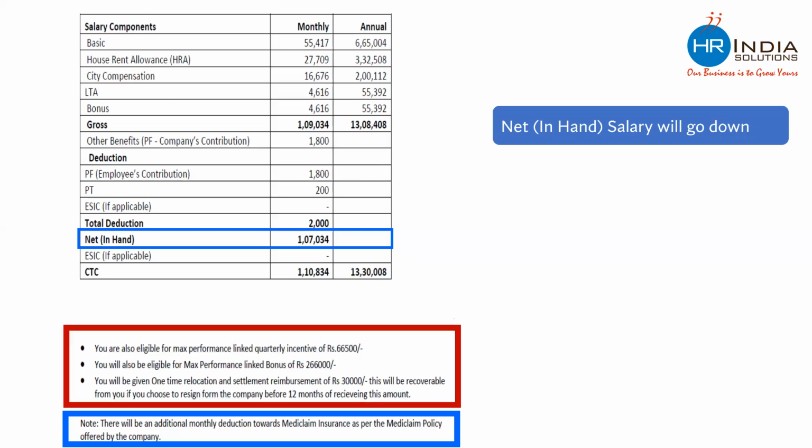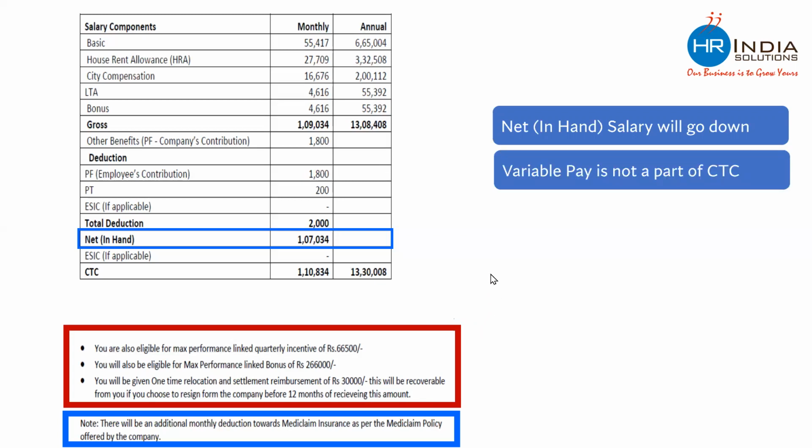You will see that in the red box, the company is mentioning all this PLI and incentives. You are also eligible for a max performance linked incentive of 66,500. You will also be eligible for a max incentive linked bonus of 2,66,000, which means variable pay is not a part of CTC in this company. This is over and above the CTC.